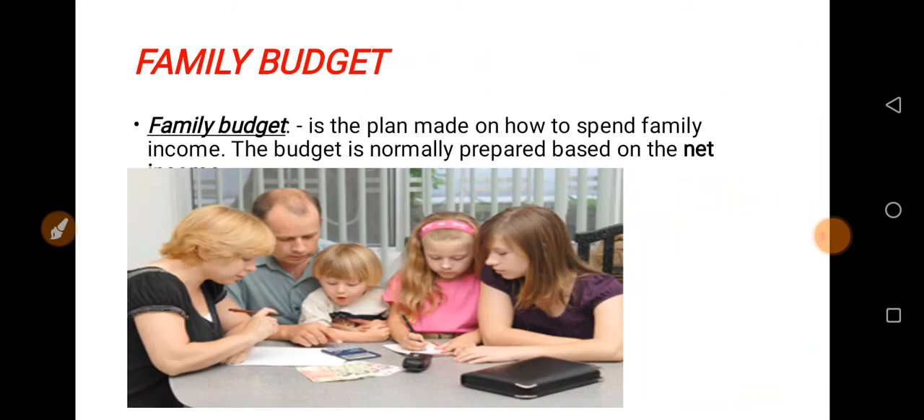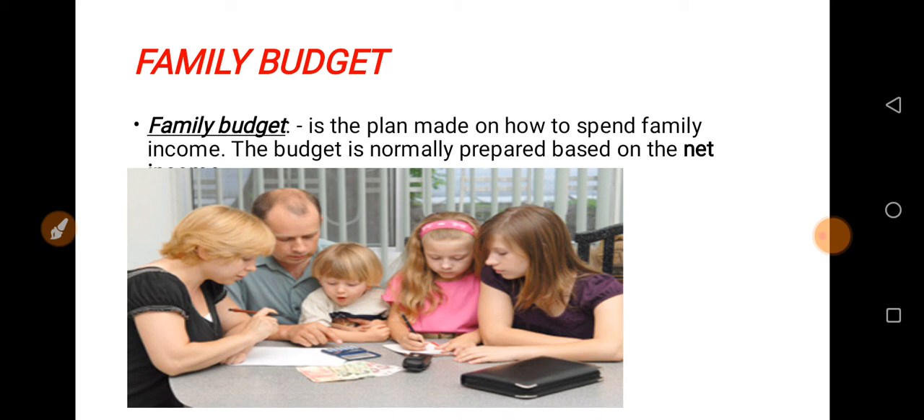Now, when you talk about family, we've discussed before that family is a group of people living together. Now we are talking about family budget. Family budget is the plan made on how to spend family income. What do you mean by family income? Family income is the money received at the end of the month after the work done. Maybe at the end of the month, the salary given to you, that is the family income. And this family budget is made on how to spend family income.